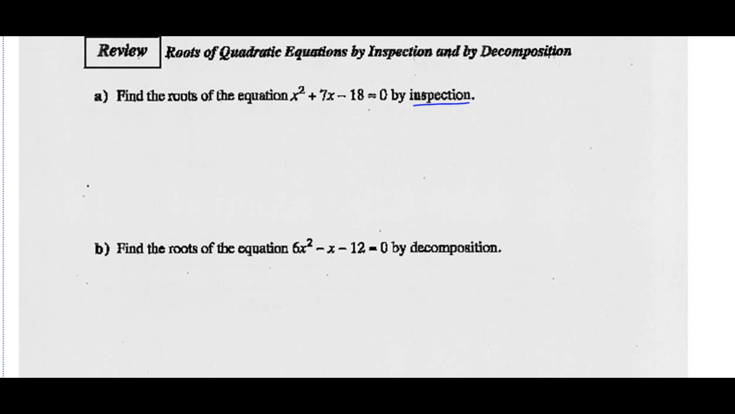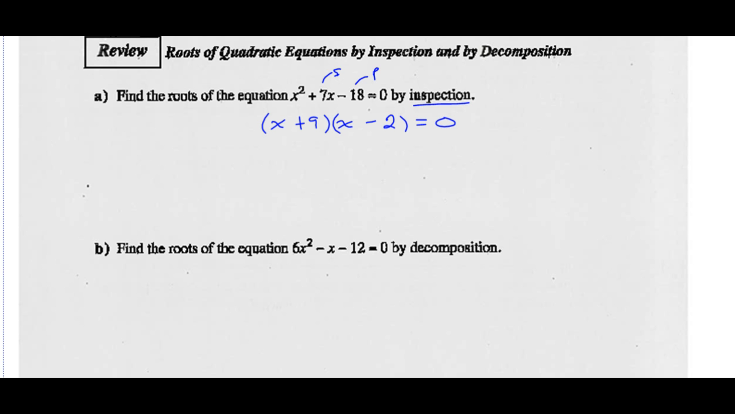The only way to get x squared is to multiply two brackets with an x in the front of each bracket. Remember, the whole thing is going to equal 0. And what two numbers have a sum of 7 and a product of negative 18? Those two numbers are positive 9 and negative 2.